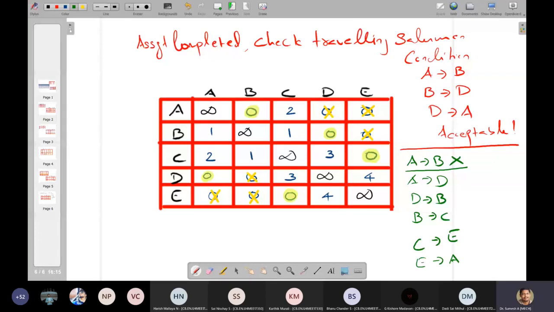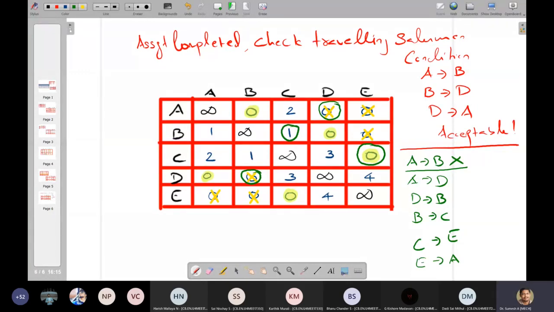Okay, so I have selected AD, then DB, okay, then BC, one I have taken into account, BC, then CE, and then EA. You can see every row, every column has only one assignment right now.